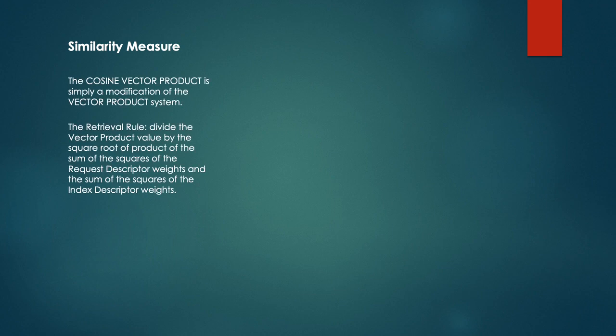Reminder, we're going to divide the vector product value by the square root of the product of the sum of the squares of the request weights and the sum of the squares of the index descriptor weights. When we say that, the sum of the squares, that's just a way of doing the division of the length of the side adjacent to the angle by the hypotenuse. That's what we did in our earlier video. We're just doing it in a fancier way with more pieces now. So the request is 6, 9, 10. Document 1 is 2, 10, 10.